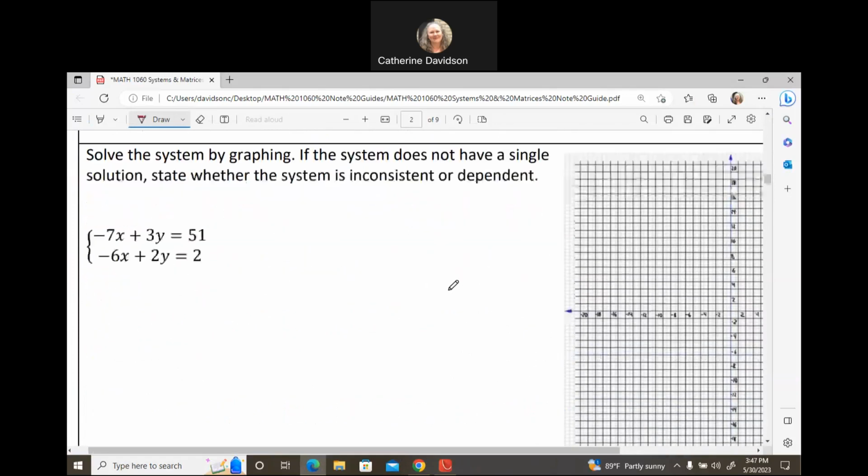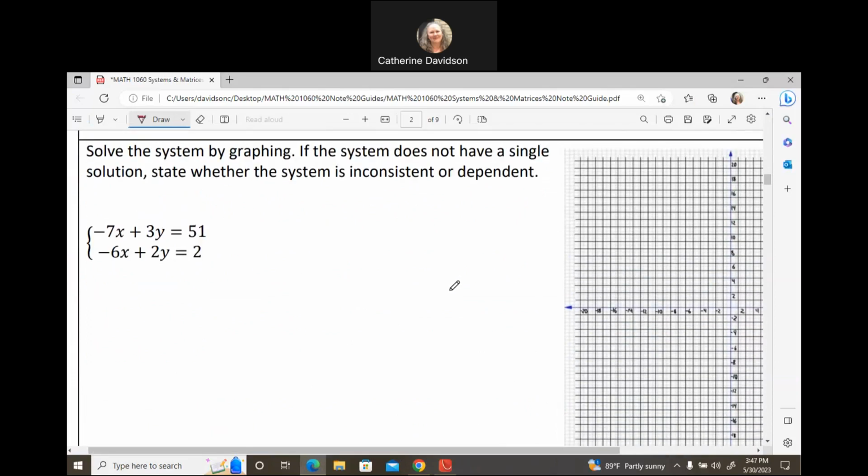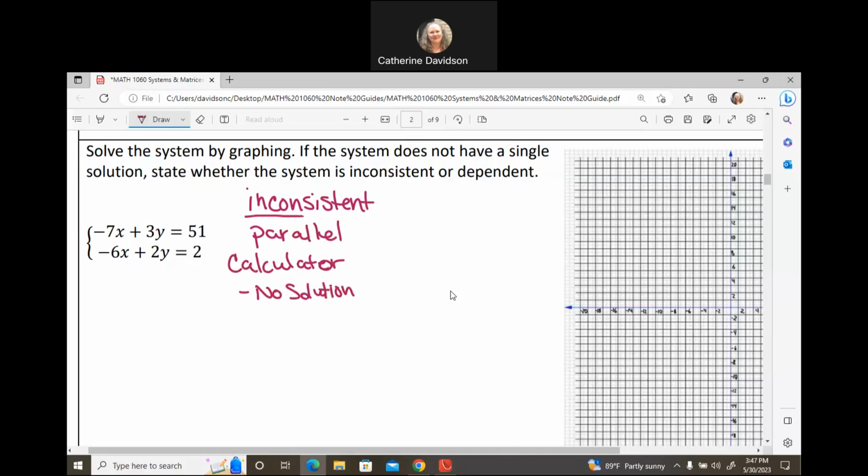All right. So on a side note here, if it is inconsistent, those lines are parallel. When you put the two lines in the calculator, it will say no solution. That's if it's inconsistent. If the two lines are dependent, that's the same line. So it lies on top of itself. It's infinitely many solutions.